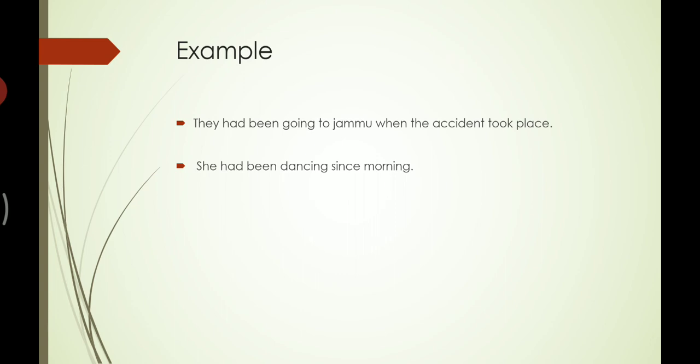Now look at this sentence. She had been dancing since morning. An action began in the past and continued in the past for quite some time. Since is used for a specific time. We can write this sentence like this: Sheila fell down because she had been dancing since morning. Earlier action, Sheila had been dancing. Later action, she fell down.